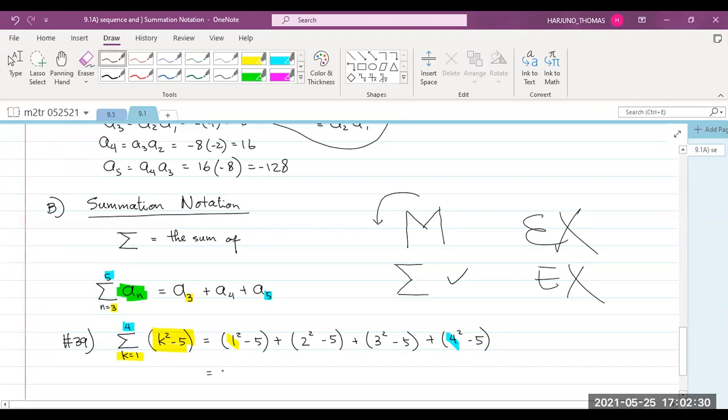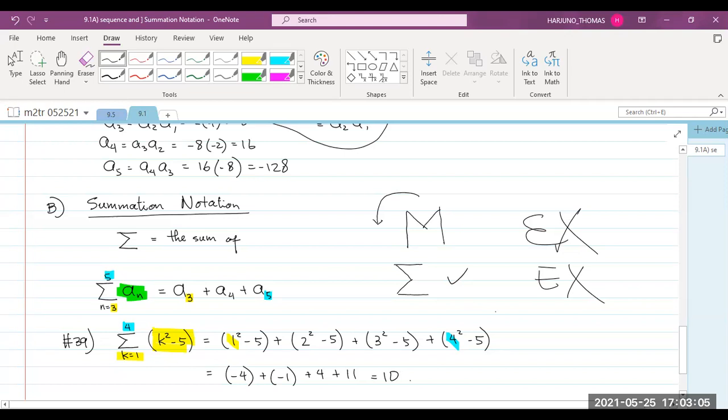This is 1 minus 5, that's negative 4. 4 minus 5, that's negative 1. 9 minus 5, that's 4. 16 minus 5, that's 11. So that equals 10. Is it okay?